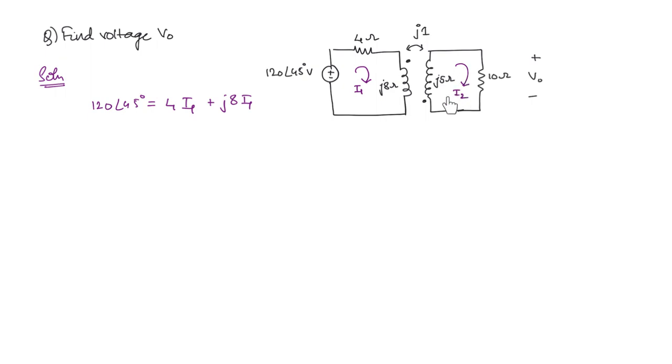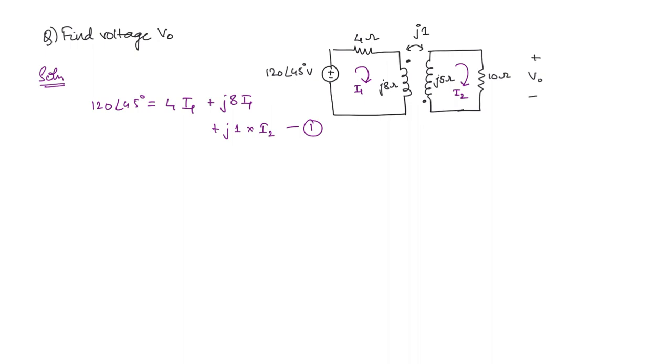Here I2 is flowing into the dotted terminal here. So here the dotted terminal will be positive. Since we are going in this direction, the positive polarity we are encountering first. So the mutual inductance term will be positive. The mutual inductance is j1, but j1 into I2 we have to write. Plus j1 into I2. This is the first equation.